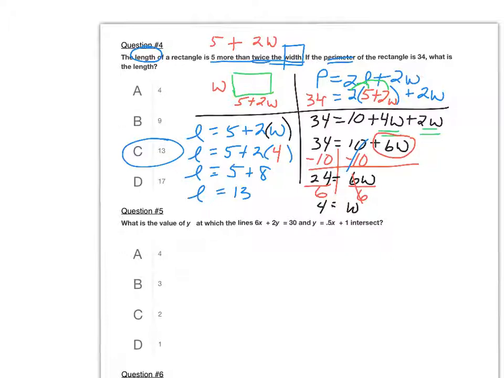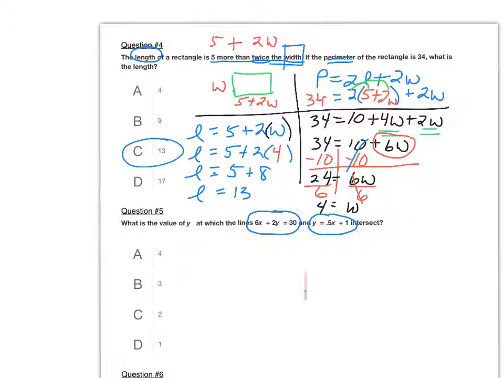All right, question 5. What is the value of y at which the line 6x plus 2y equals 30 and y equals negative 0.5x plus 1 intersect? Well, you need to take each of these equations here and plug them into your calculator and graph them and find the intersection under GSolve or under the second calc menu if you have a TI, GSolve if you have a Casio. But first they have to be solved for y.